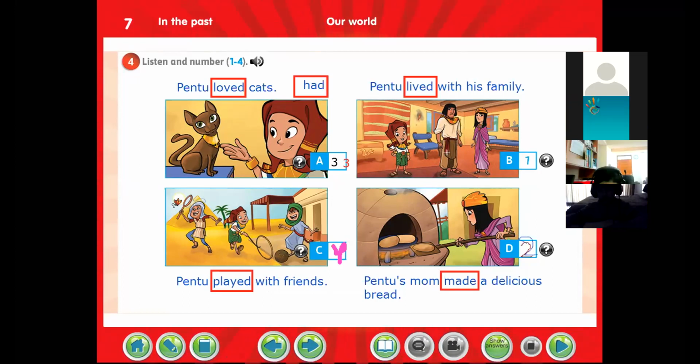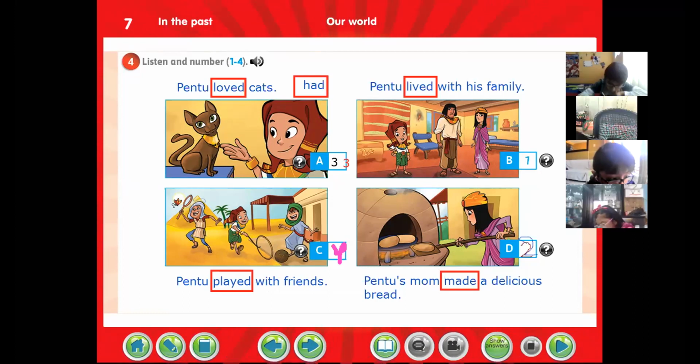Copy, please, this sentence in your books. Pentu lived with his family. Pentu's mom made a delicious bread. The past, no? Made. Pentu loved cats, or we can say Pentu had a brown cat. Pentu played with friends. You see? Past tense, okay?